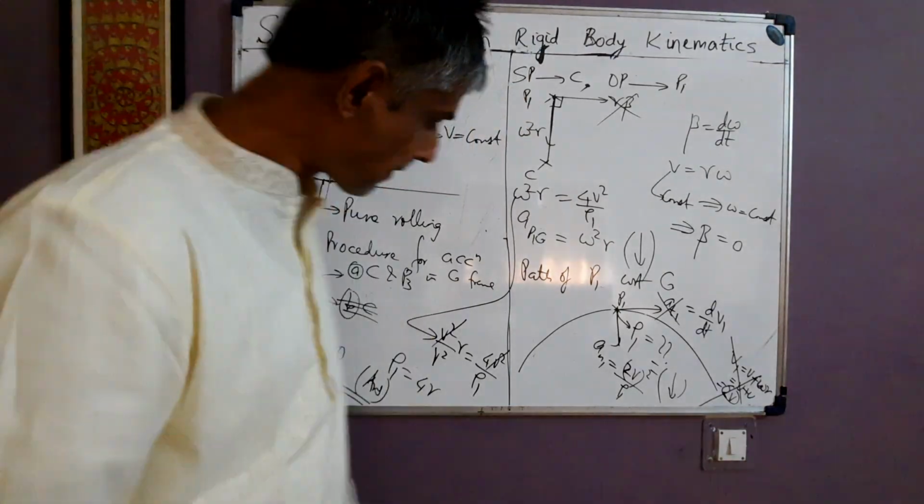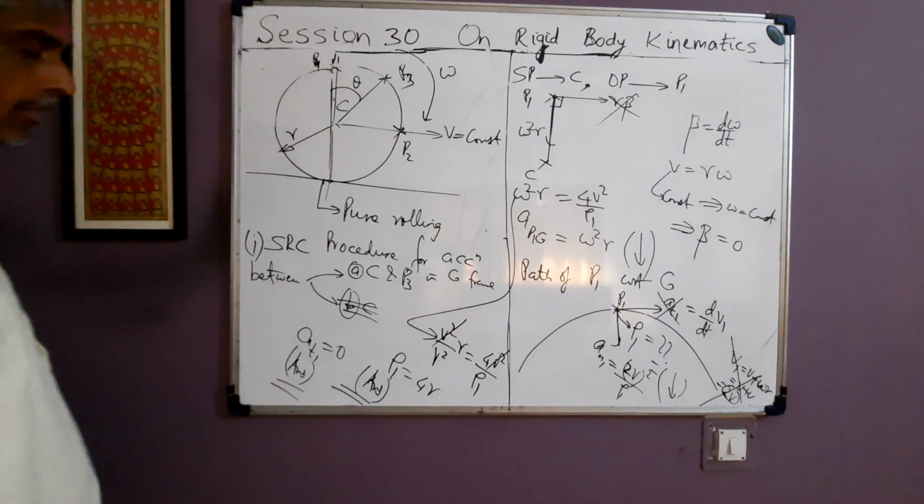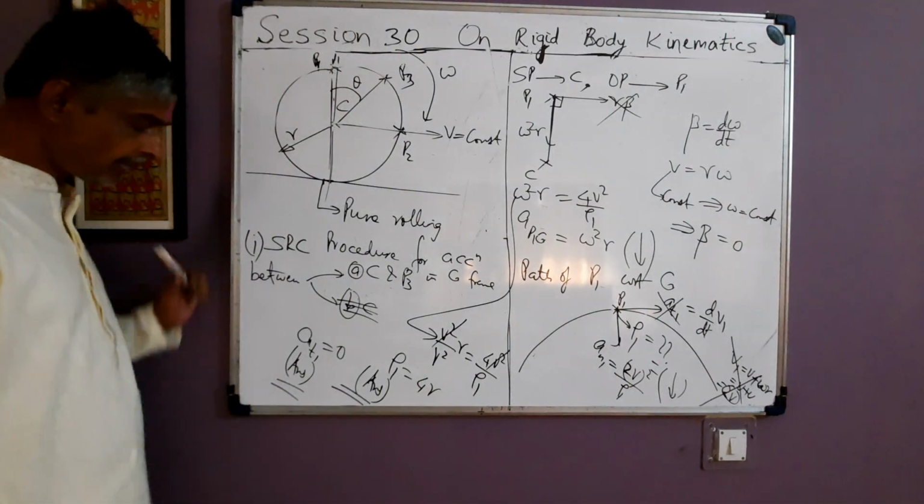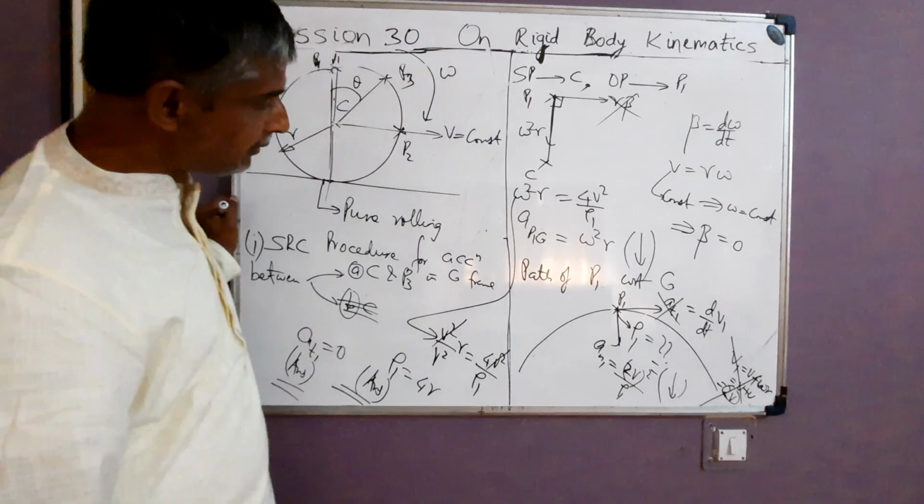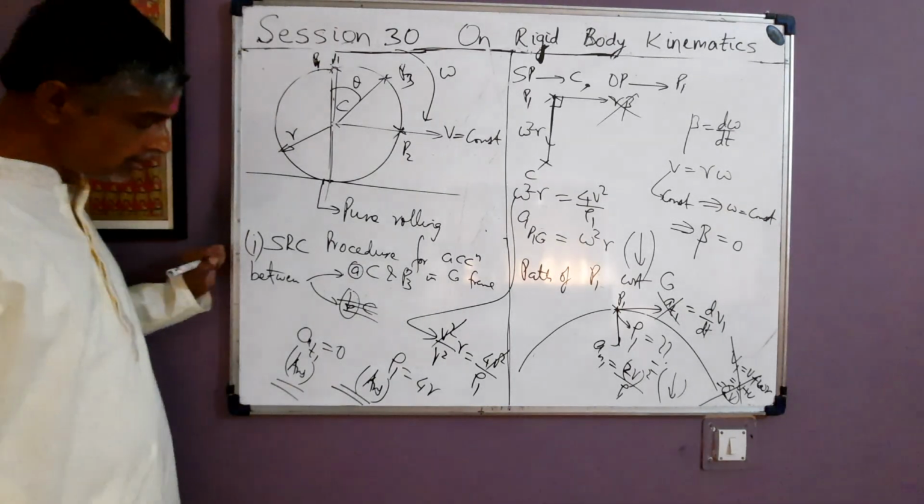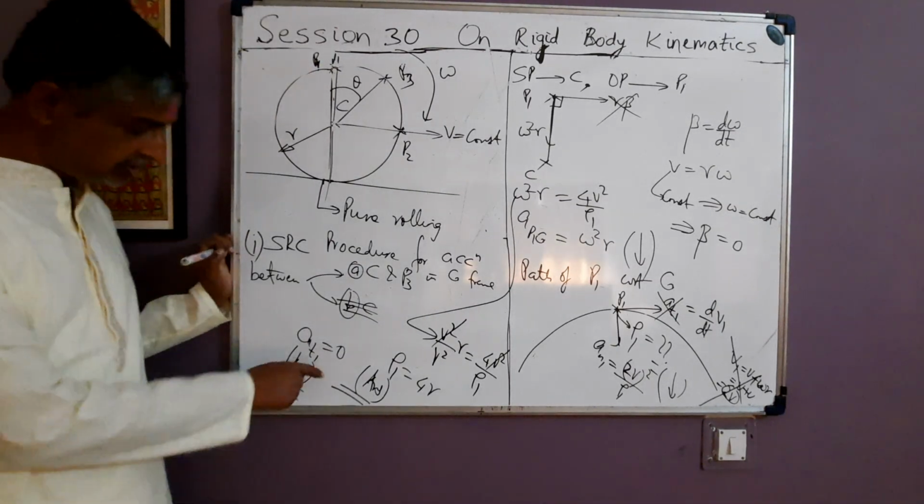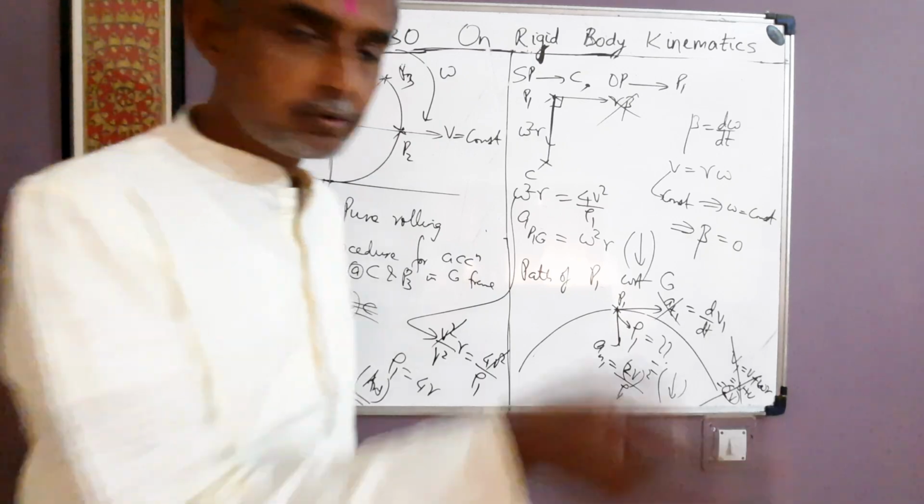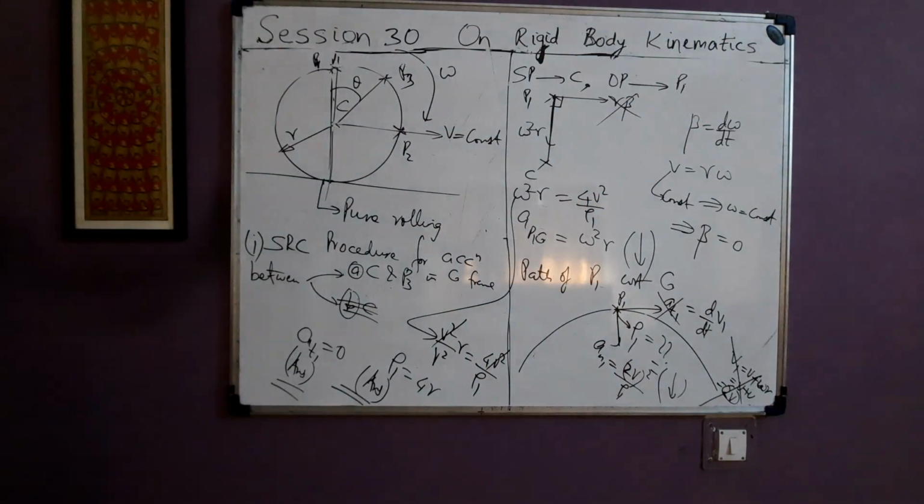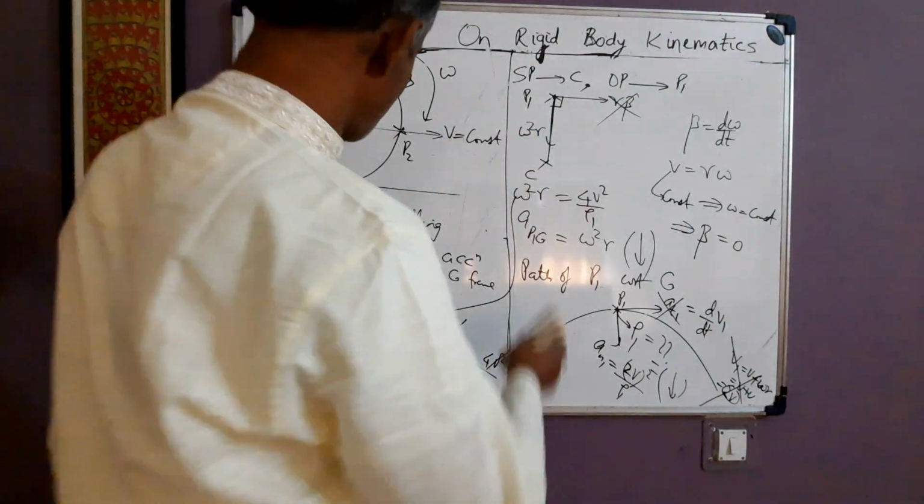Alright, fine. So the radius of curvature of the path of P1 at this instant is how much? 4R. And tangential acceleration of P1 is what? 0. So one answer has been obtained for both parts of the question. Alright.